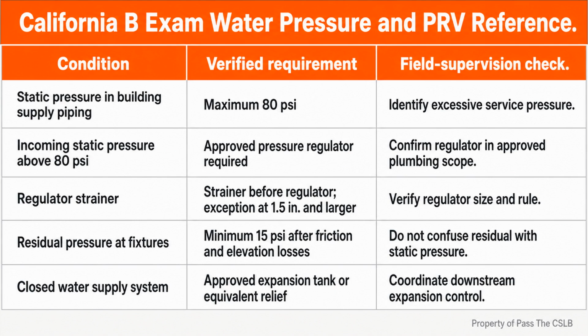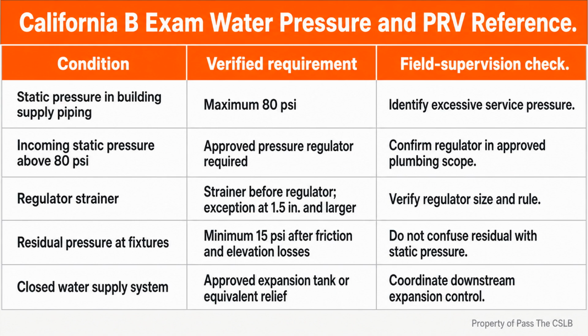I also want to separate pressure from flow. A strong static reading does not prove that useful pressure will remain when fixtures operate. Long runs, elevation gain, and friction can reduce residual pressure. That is why the maximum static number and the minimum residual number belong in the same mental picture, even though they describe opposite ends of the problem.